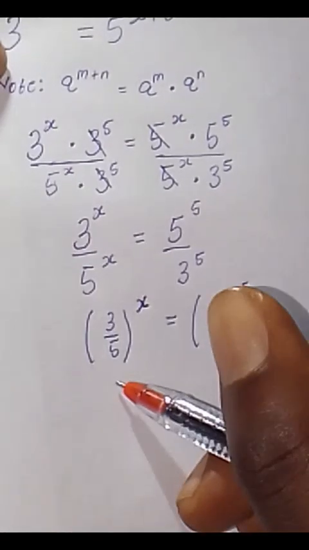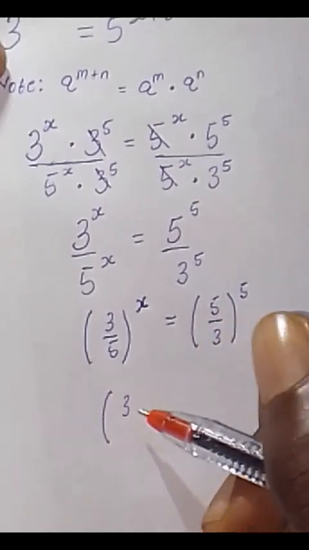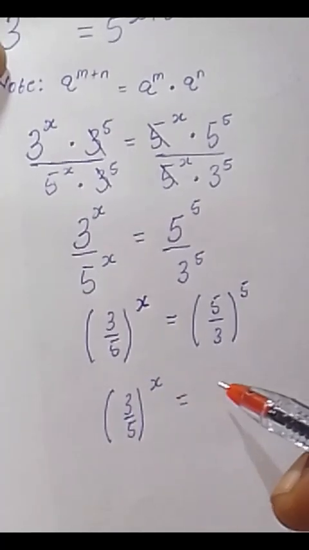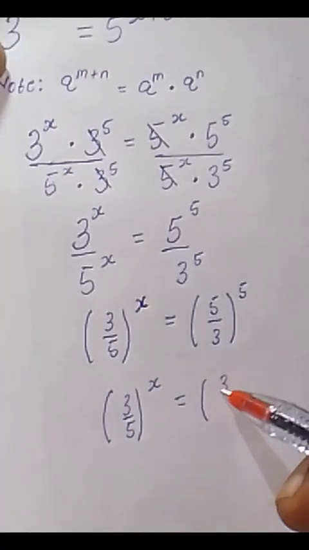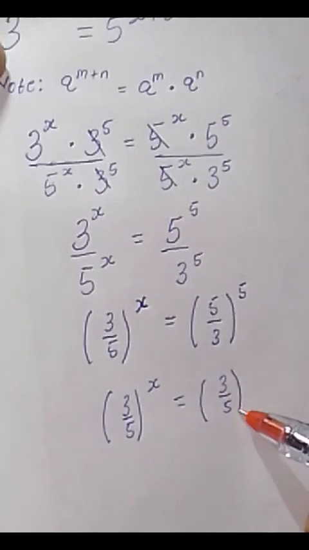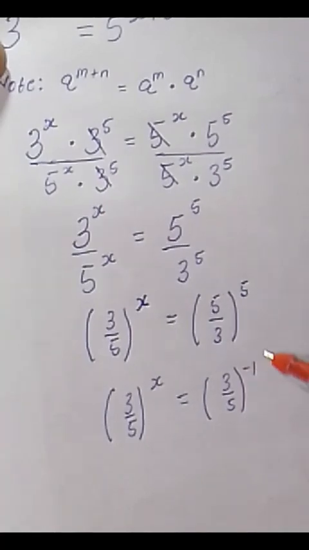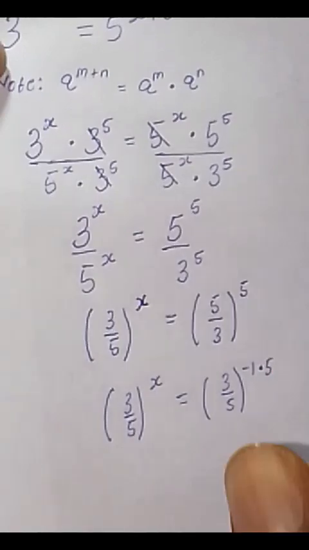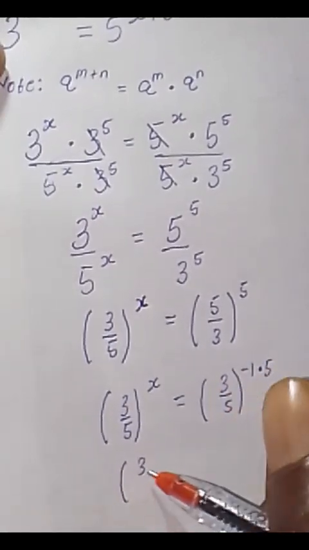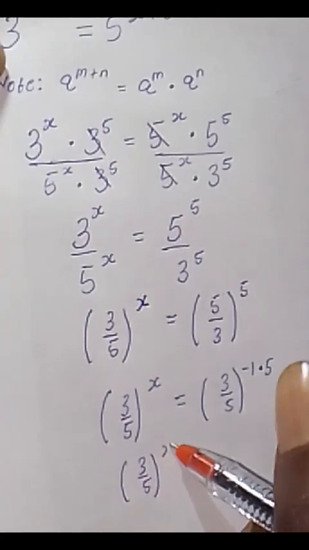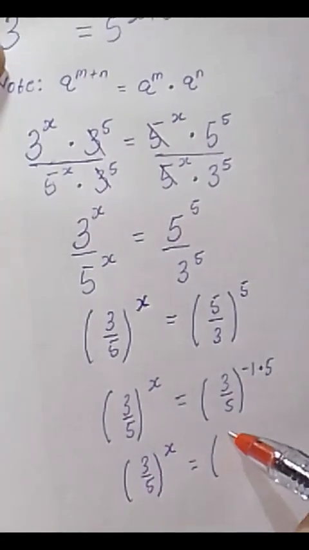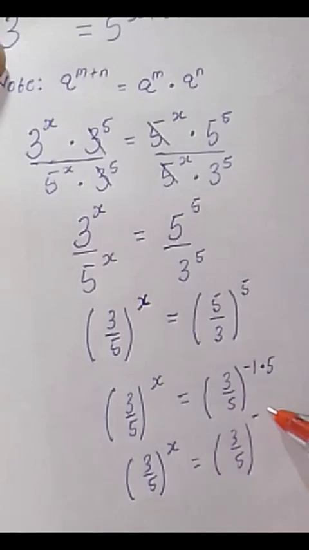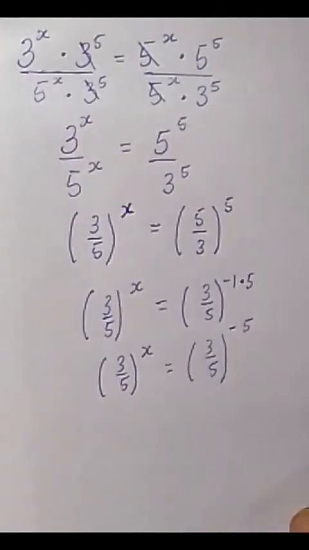Now let's see what we have here. We have 3 over 5. We just manipulate that. This becomes 3 over 5 here, then it will be having negative 1. So when we change this back, it becomes this. Now we have a power here before, that's times 5. Now we have 3 over 5 in bracket to power x equals 3 over 5 to power minus 1 times 5, which becomes minus 5 there.